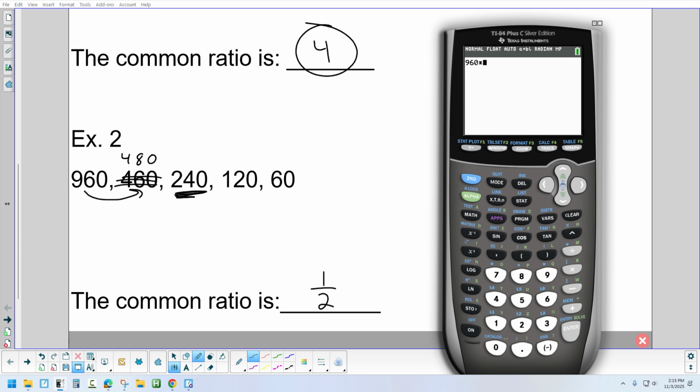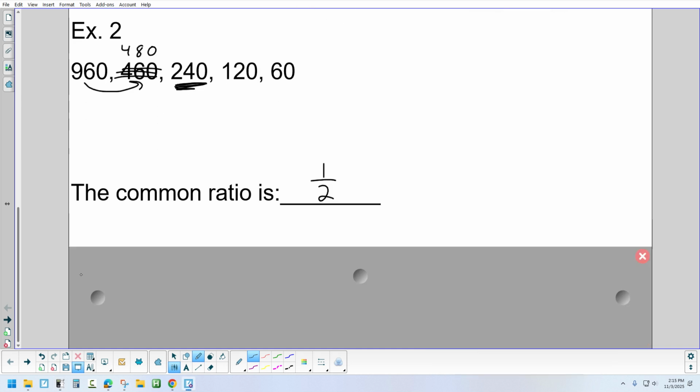And we can check it on the calculator. Take 960, multiply it by 1/2, and you get 480. Do it again. You get 240. Multiply by 1/2 again, you get 120. So multiplying by 1/2 is exactly what the pattern is. Okay. Any question on that? Okay, so that was that.